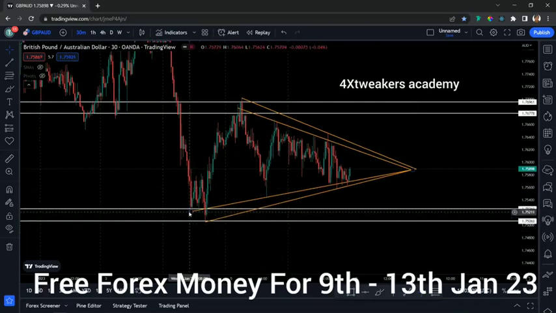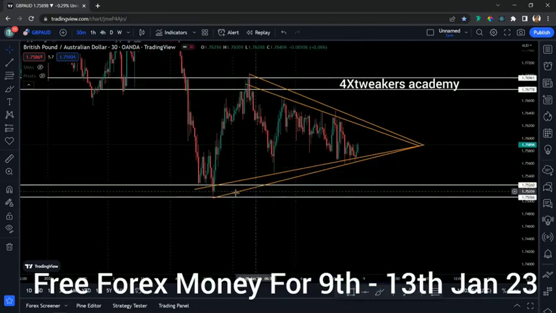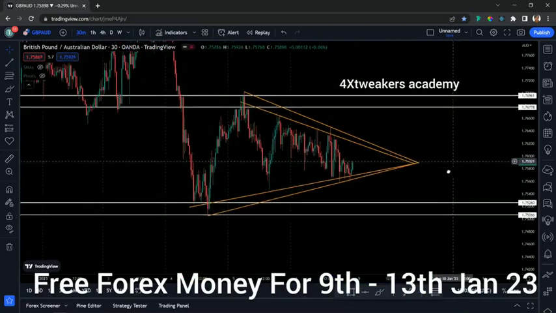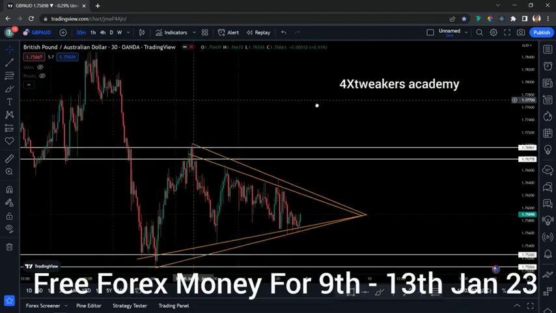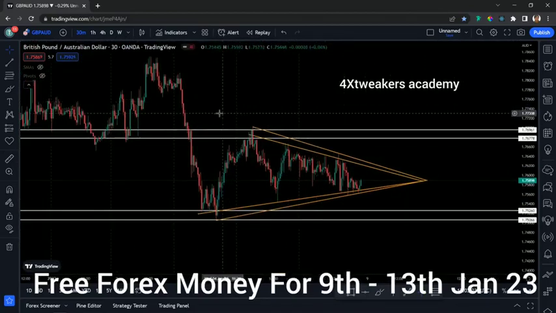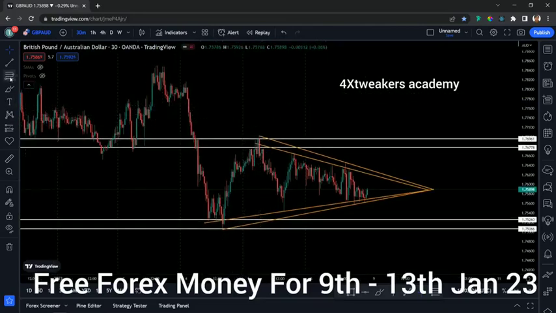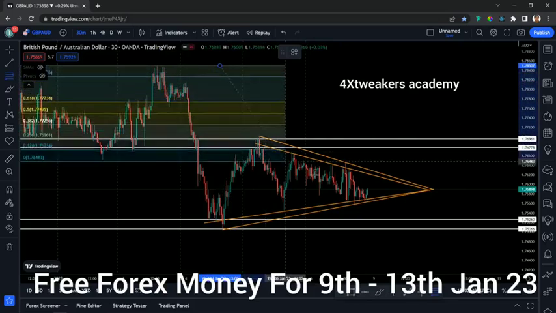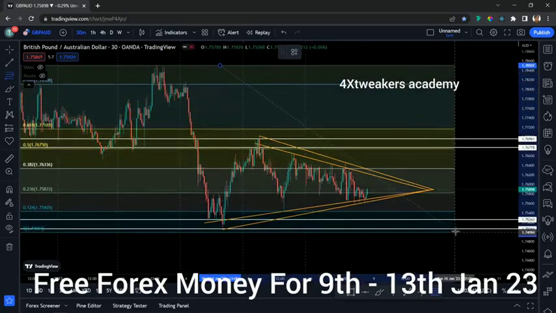So let's see if there's need for us to tweak. If there is need for us to tweak anything here, I think this is good to go. So we can move to the next tool for this currency. Yeah, Fibonacci. Let's go. Swing high, swing low.